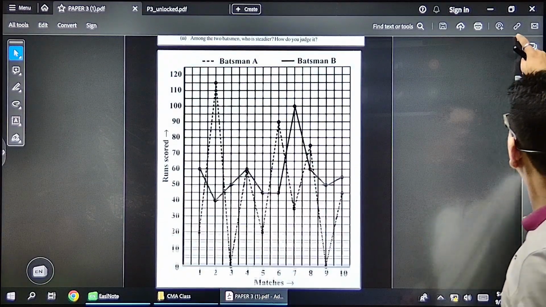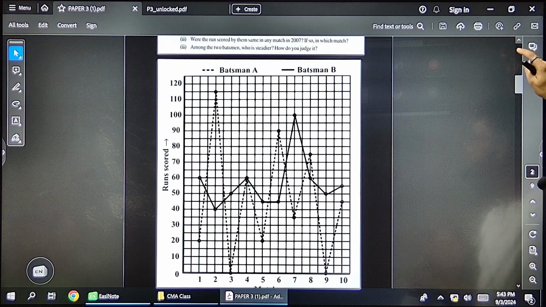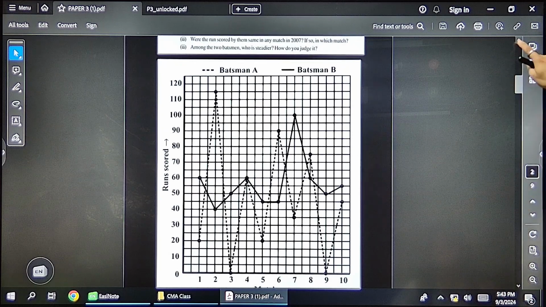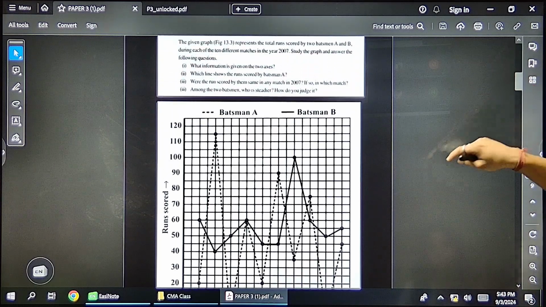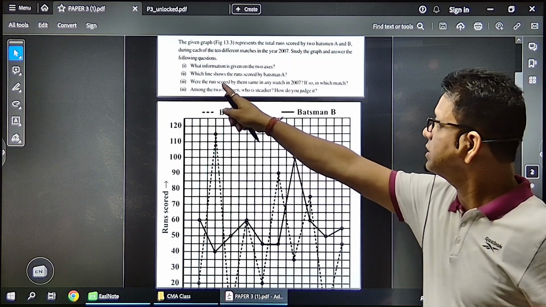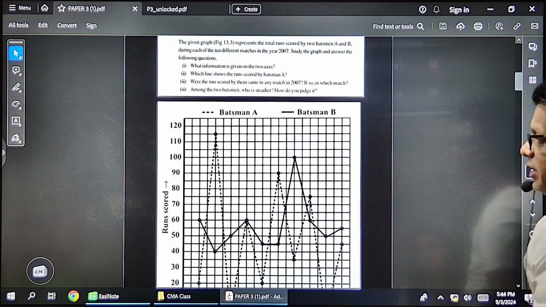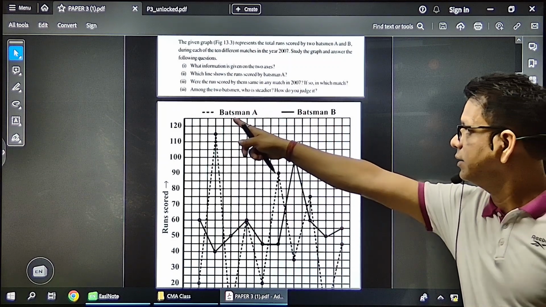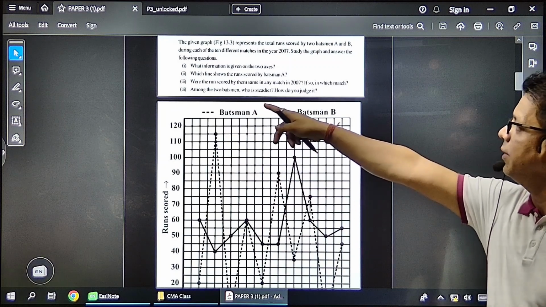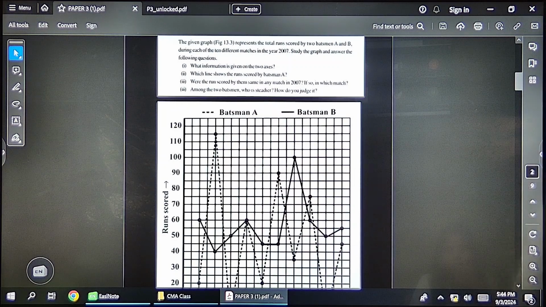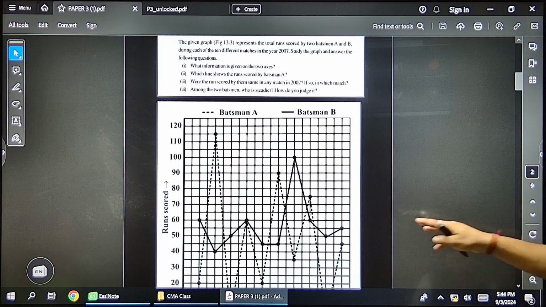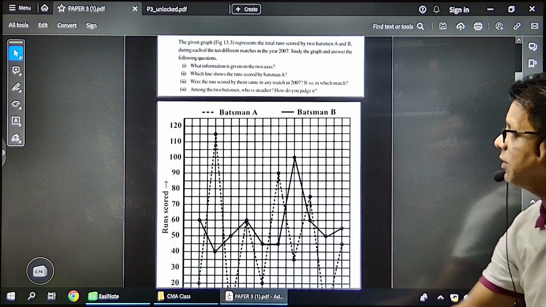Now what you have done here, we did not draw the graph. Just seeing the graph, we are trying to answer the questions. That is called interpretation. Which line shows the runs scored by batsman A? Very easy. For batsman A, the dotted line shows that. Next, were the runs scored by them the same in any match in 2007?